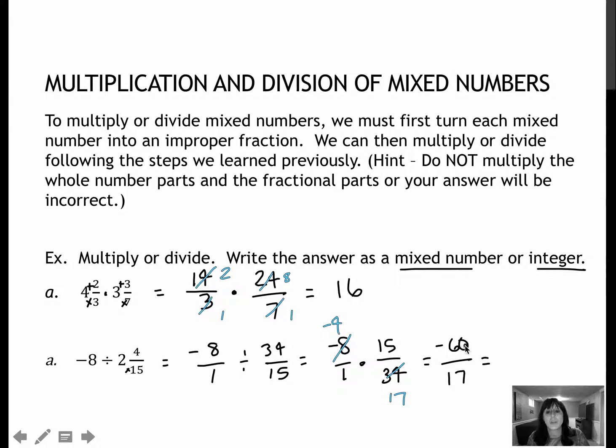So 17 would go into 60 3 times. Notice I kept the negative on there. So 17 times 3 is 51. That leaves me with 9/17 left over.